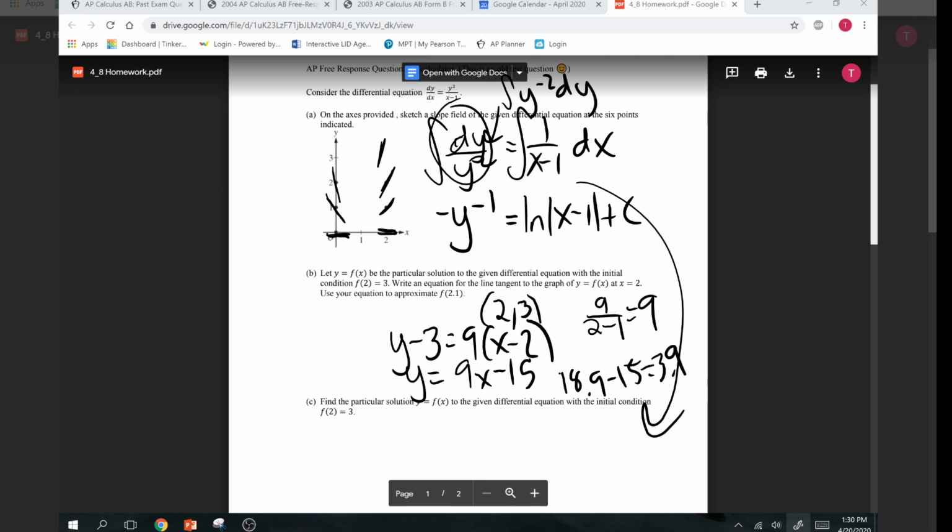Okay, so then we just multiply both sides by a negative, and we get 1 over y, which is y to the -1, equals negative natural log of x minus 1, plus a different c, because we don't do minus c. I can take this negative and actually warp it inside as a power of this absolute value of x minus 1 piece.